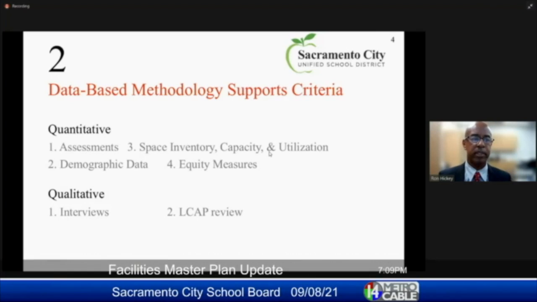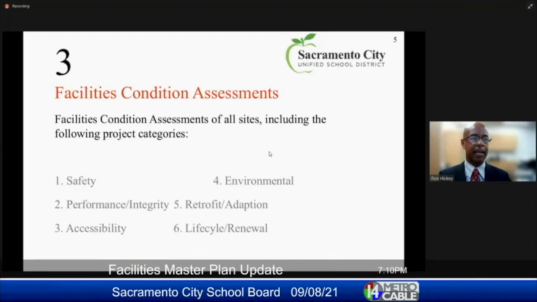There's two parts. There's quantitative and there's qualitative. In that quantitative space, we look at assessments, space inventory, capacity utilization, demographic data, and the equity measures. And that's a big part that RSS provided for us, the equity measure. I think that's the uniqueness of this facilities master plan, is the equity lens that was provided. Then there's qualitative, the interviews that DLR and the facilities team of Nathaniel and Amna provided, and also the LCAP review. And so those are the two parts of the methodology around what is the criteria for assessing facilities. And we could advance to the next slide.